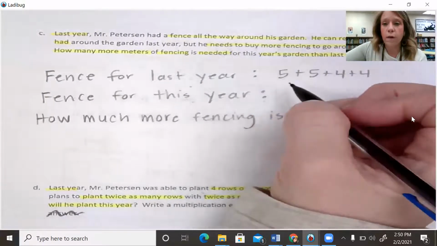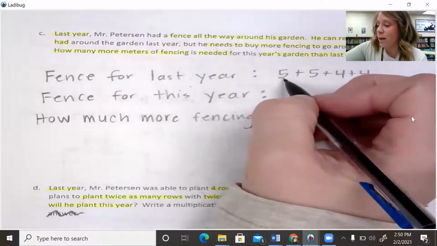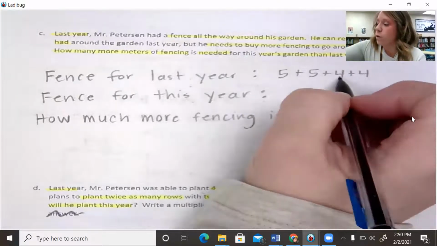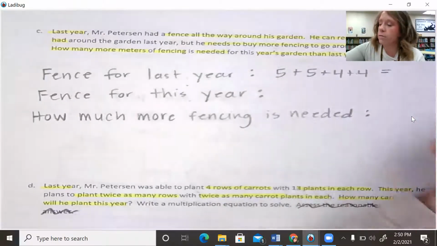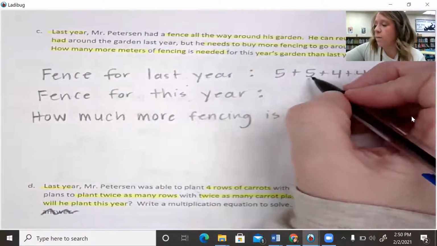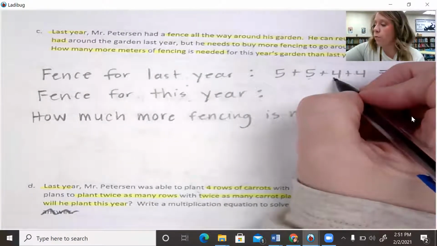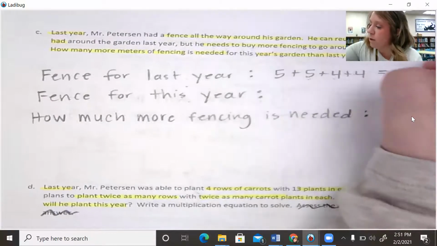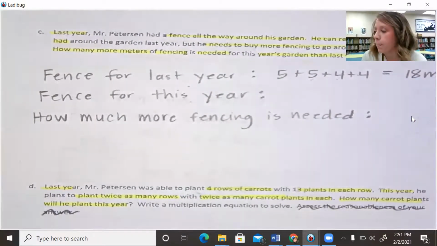So to find perimeter, we do length plus width plus width. So 5 plus 5 equals 10. 10 plus 4 equals 14. 14 plus 4 equals 18 meters is what we have.